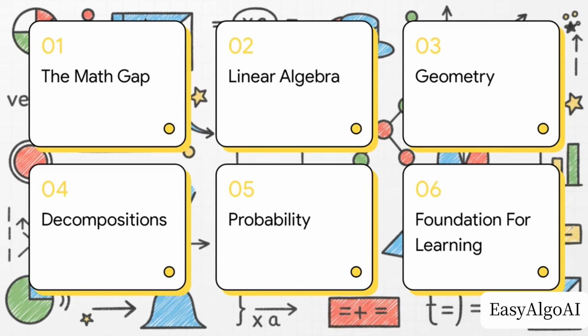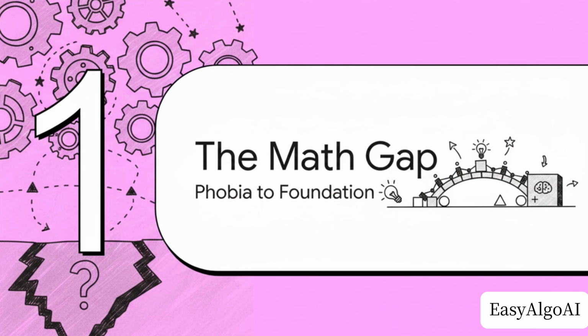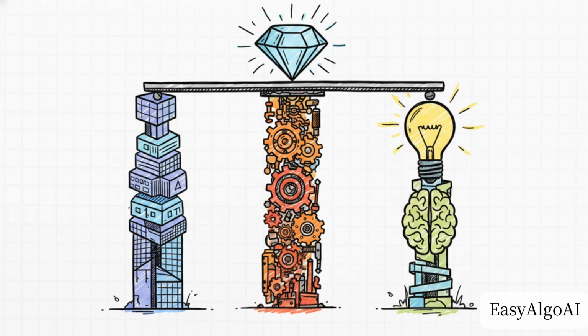Okay, here is our roadmap for today. We'll cover the machine learning math gap, linear algebra, geometry, decompositions, probability, and finally, the foundation for learning. Let's dive in. Section 1. The machine learning math gap. From phobia to foundation. To actually build this bridge, we need to know exactly where we're going.